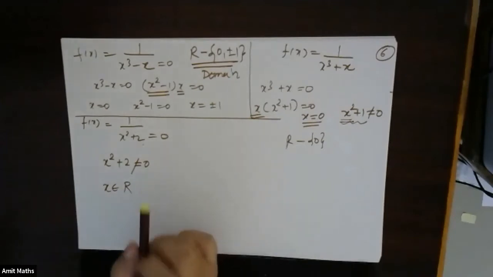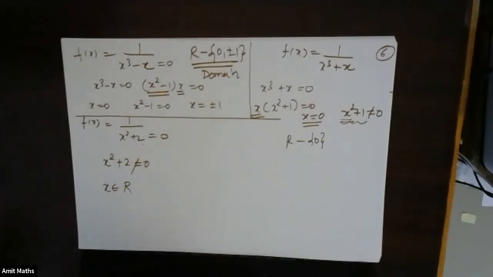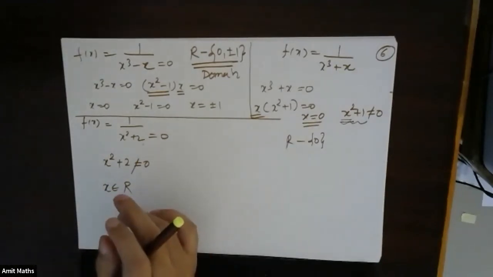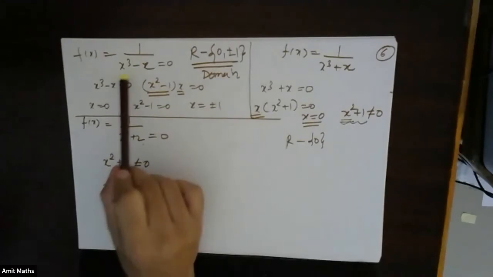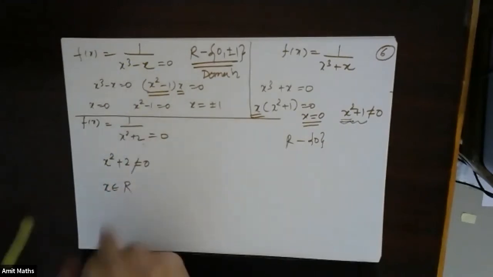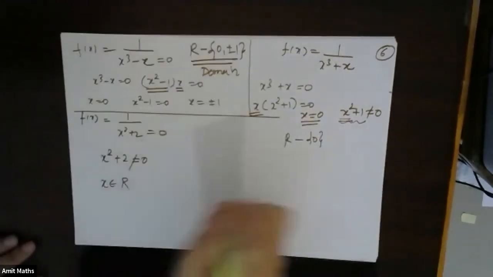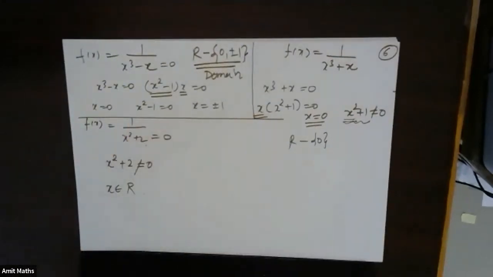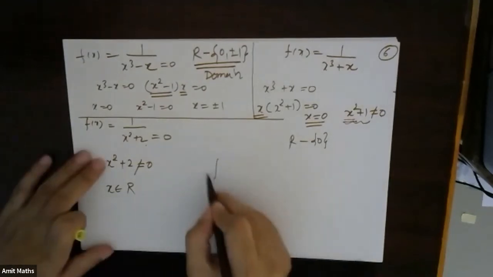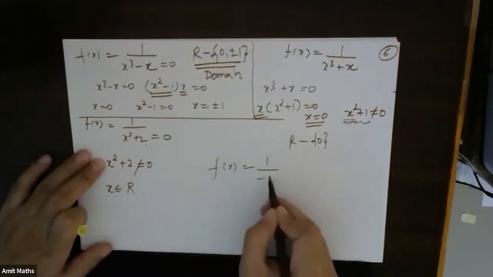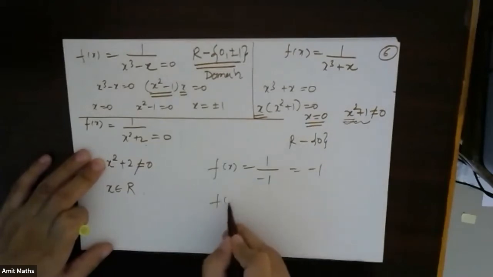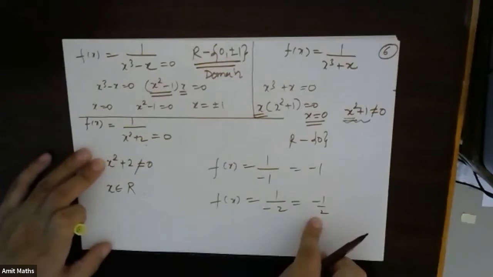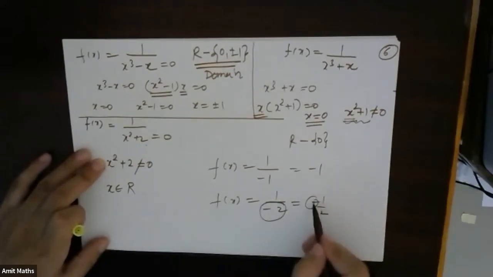In this case, it is not about negative numbers. We are not bothered about whether the function will take a negative value or a positive value. We are only bothered about the denominator should not be equal to 0. In all four cases, the denominator should not be equal to 0. It can be negative: f(x) is equal to 1 by minus 1, which is equal to minus 1. f(x) is equal to 1 by minus 2, which is equal to minus 1 by 2. These are real values. So we are not bothered about negative.